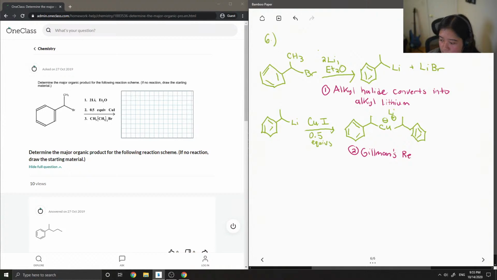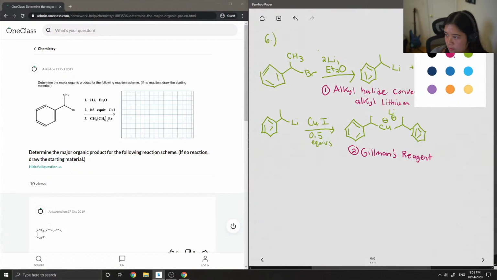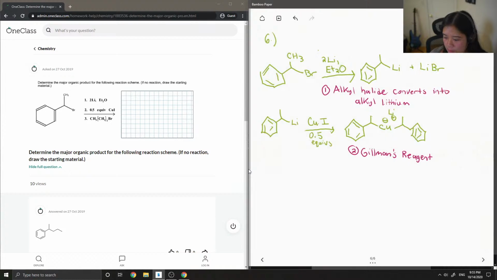So it can be any R group. Okay, so after you have Gilman's reagent, the point of that is that, sorry, this is a very good nucleophile.